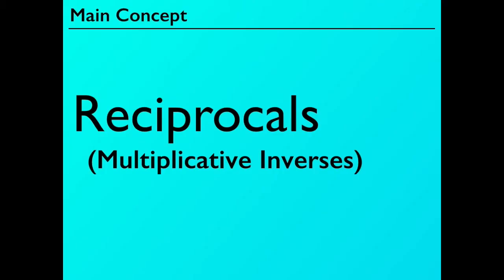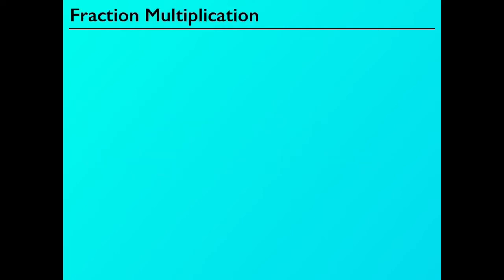In this lesson, we'll talk about reciprocals. First, let's review fraction multiplication. If I'm given this multiplication problem, 3/5 times 15/4, first I look for common factors where I can simplify. I notice that the 5 in the denominator and 15 in the numerator both are divisible by 5.